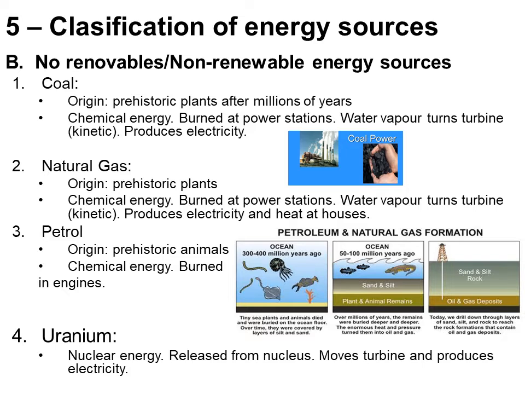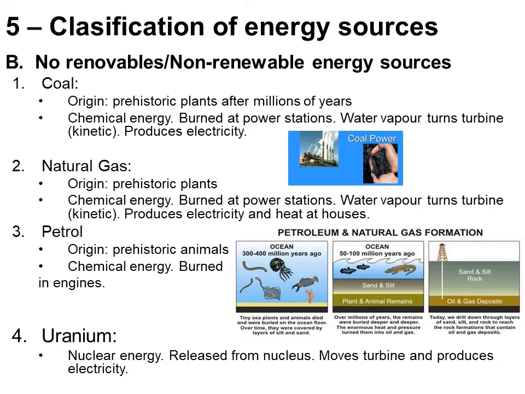Second, we have natural gas. Again, its origin is prehistoric plants and animals. It contains chemical energy. It can be burned at power stations, and again, as we burn, we produce temperature, convert liquid water into water vapor, and use it to turn a turbine and produce electricity. And also we can burn it to produce heat at residences.